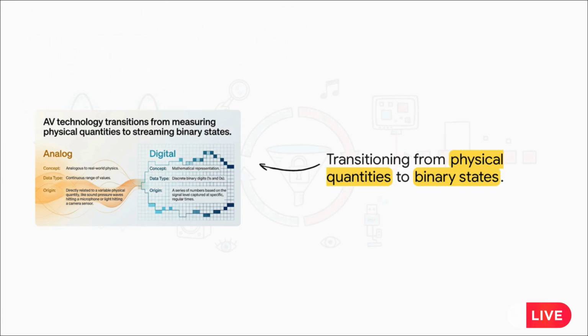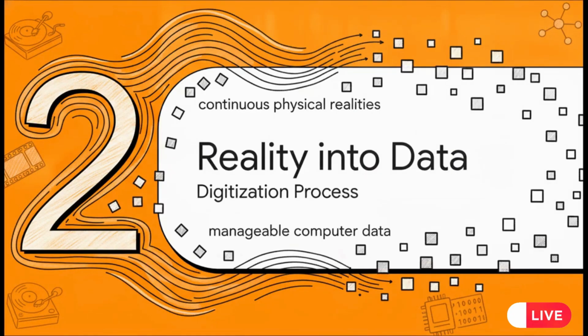The analog side captures continuous real-world physics. We're talking sound pressure waves literally hitting a microphone diaphragm, or actual light photons hitting a camera sensor. It flows perfectly. But modern AV transitions that physical quantity over to the digital side, and digital relies entirely on discrete mathematical binary digits, ones and zeros, that are captured at very specific, regular, timed intervals. Section 2, Translating Reality into Data.